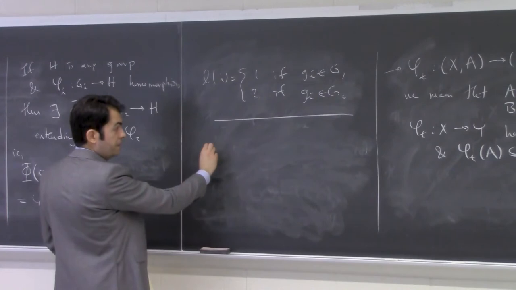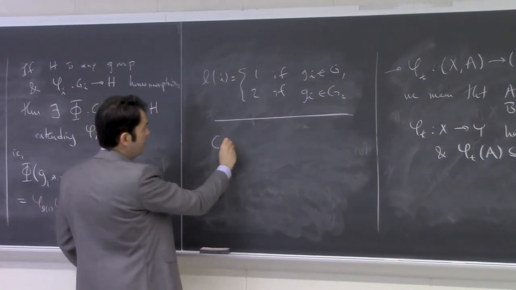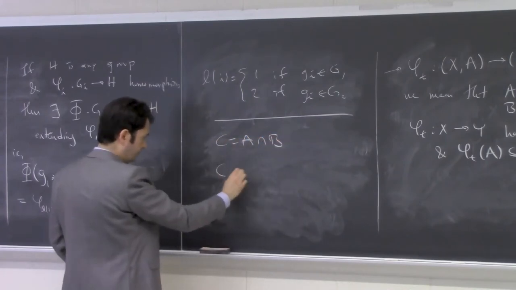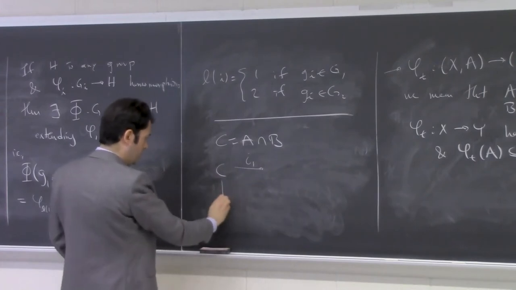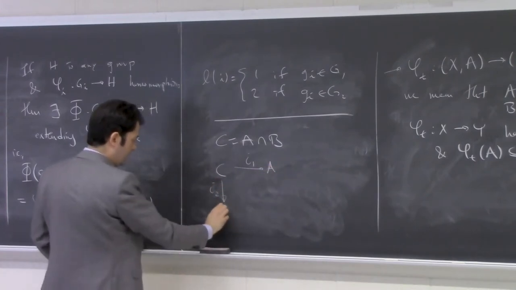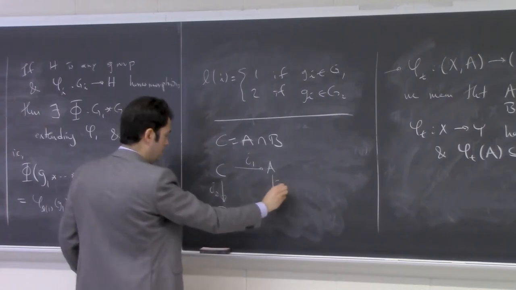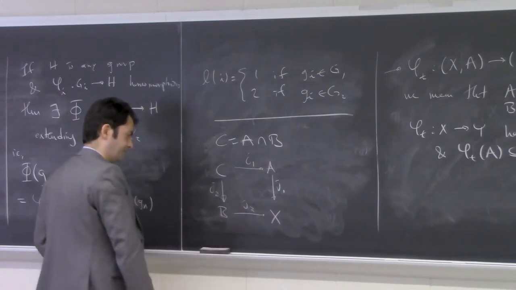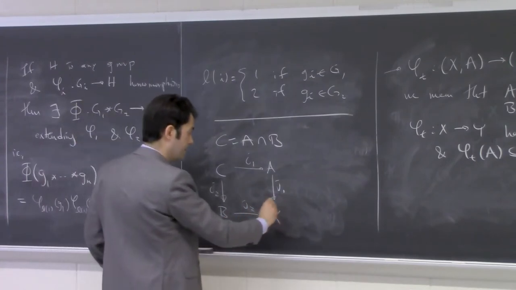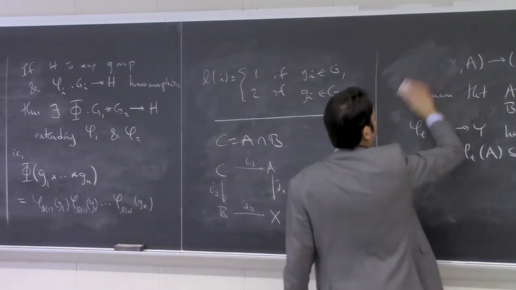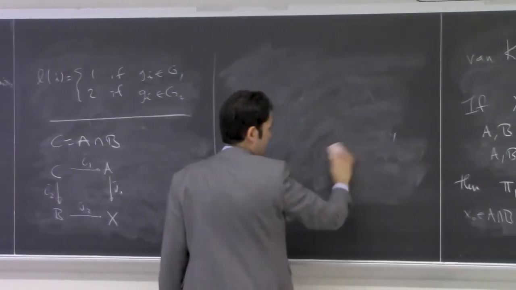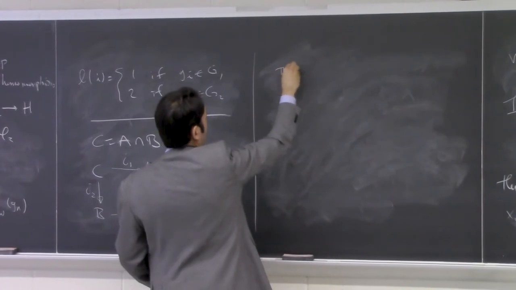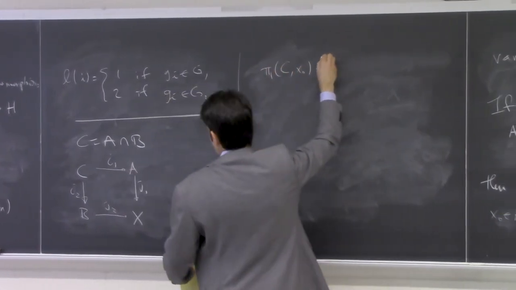So if we have C equal to the intersection, and we have the inclusion into A and the inclusion into B, and then these have inclusions into X, then this gives us, of course, an induced map of fundamental groups.